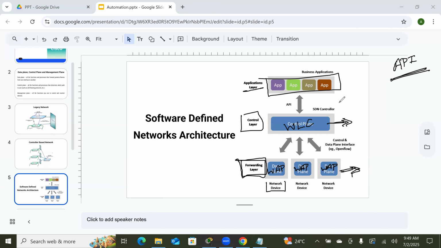So this side we call the northbound API. Here we use REST APIs. And this is called what? Southbound API. This is where we use different tools, like what? OpenFlow. We have something like that. So we'll see what these two are.